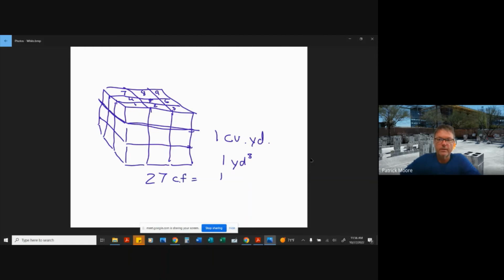equals 1 cubic yard. If you had started with your slab and made inches, then you have 1, 2, 3, 4, 5, 6, 7, 8, 9, 10, 11, 12. 1, 2, 3, 4, 5, 6, 7, 8, 9, 10, 11, 12. So you'd have to make all of these cubes.